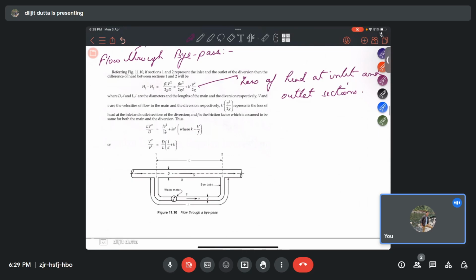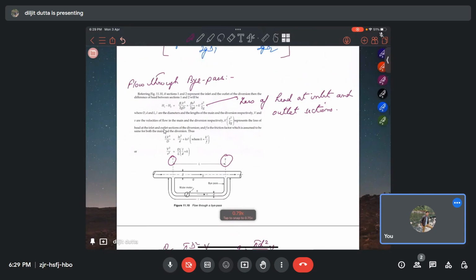So H1 is the head at section 1, H2 is the head at section 2. Then f L V squared by 2g. Now these two pipes are connected in parallel, so the head loss will be the same for both the pipes.